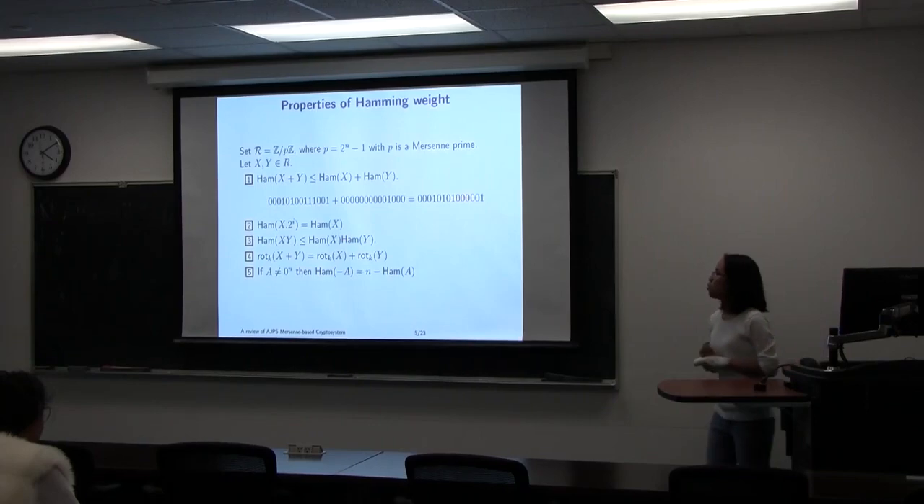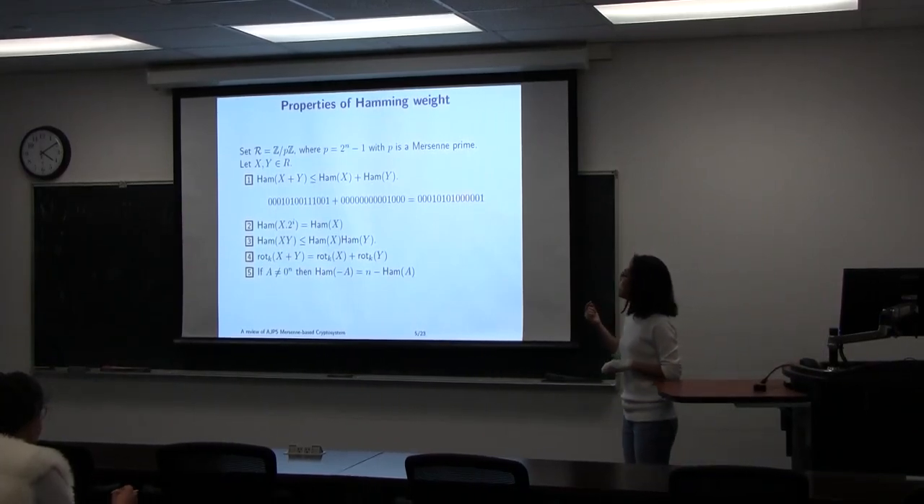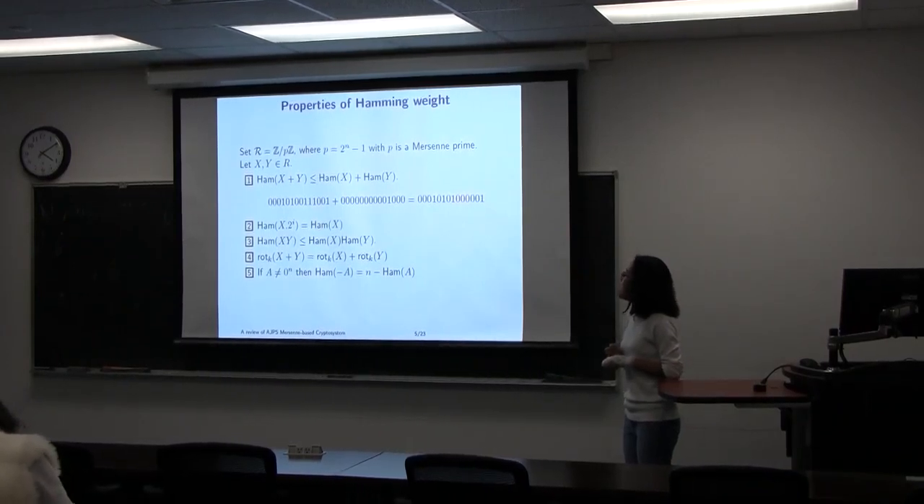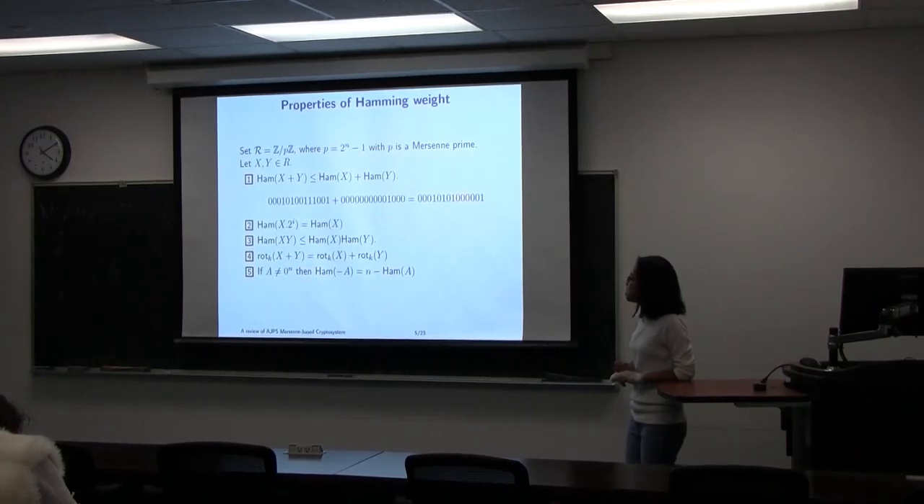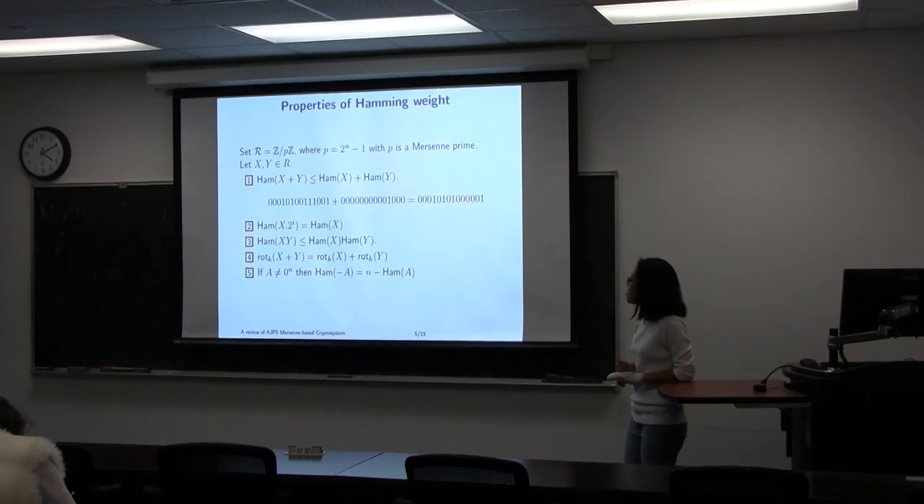Now we will work with the ring Z over bZ, where b is our Mersenne number, and there are some properties about the Hamming weight of elements belonging to R, such that the Hamming weight of x plus y is always smaller than or equal to the Hamming weight of x plus the Hamming weight of y. Intuitively it's very easy to see, because for example, in this example here, when we add the ones, it is going to be equal to 0. We can prove that using induction, and I think that is not very difficult to do.